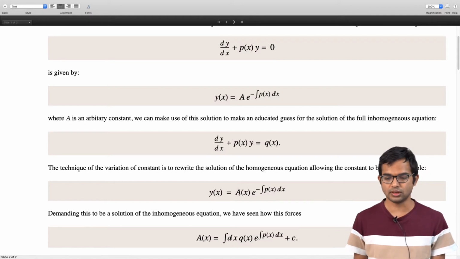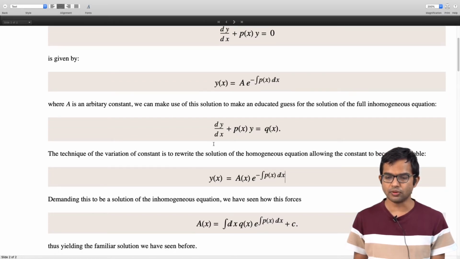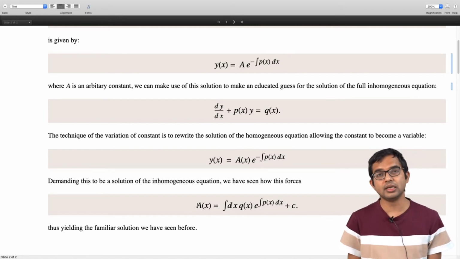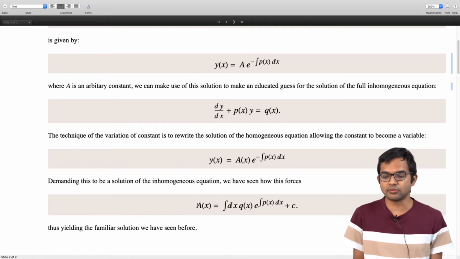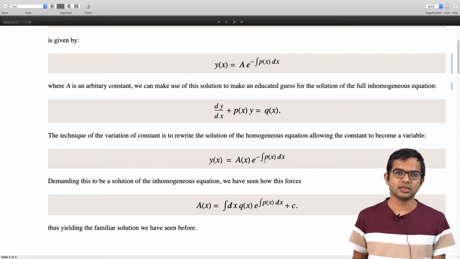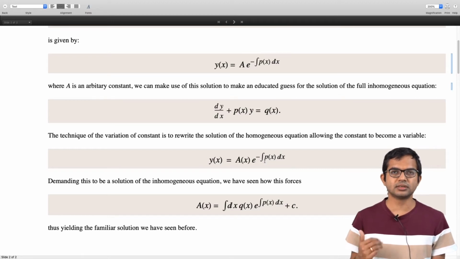You can go back and review this older lecture where we do this in great detail. So you just plug back in here, and then you can solve for this, if you force this to be a solution of this differential equation, and then it will give you a of x. A of x is given in terms of this integral dx q of x e to the integral p of x dx plus constant, and once you have a of x, you just multiply this with this exponential minus integral p of x dx, and you're done, right?